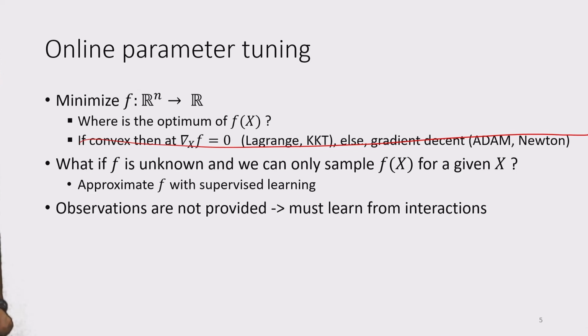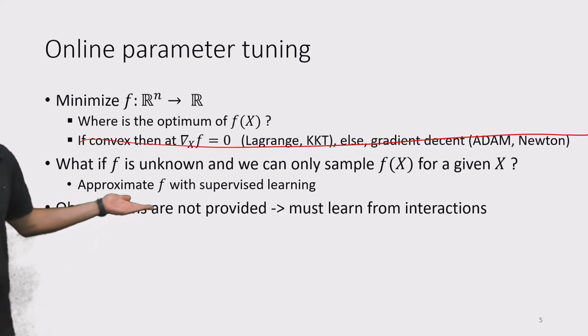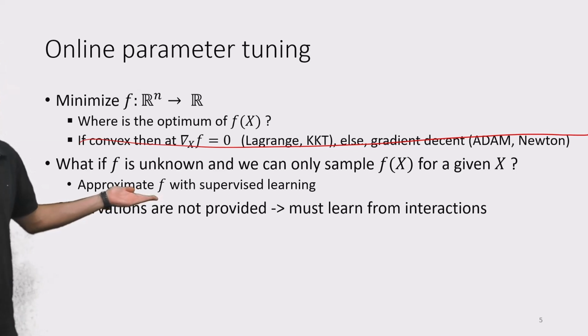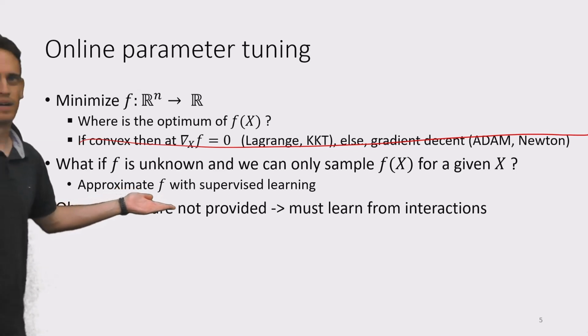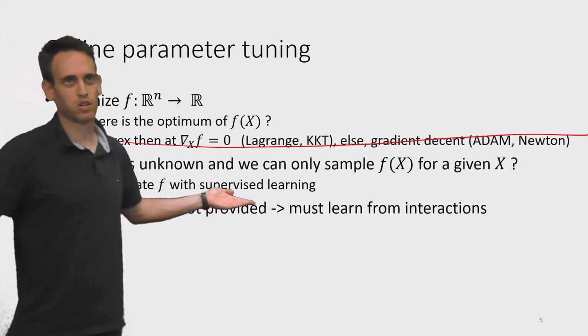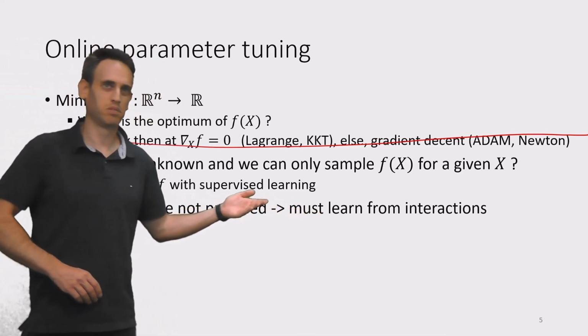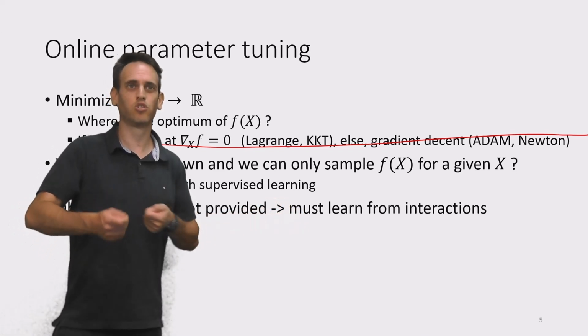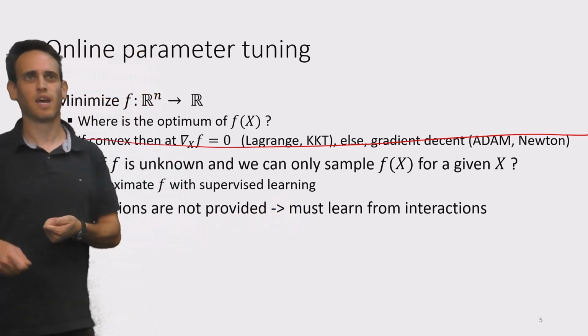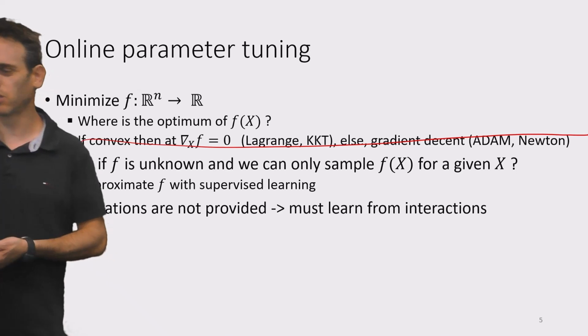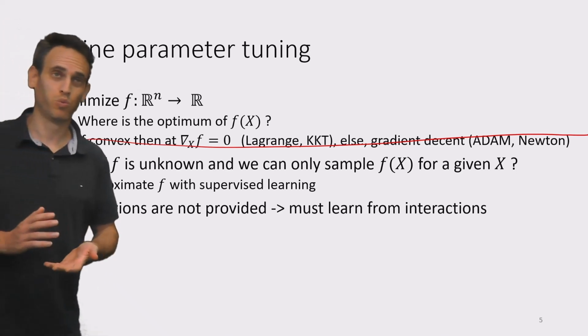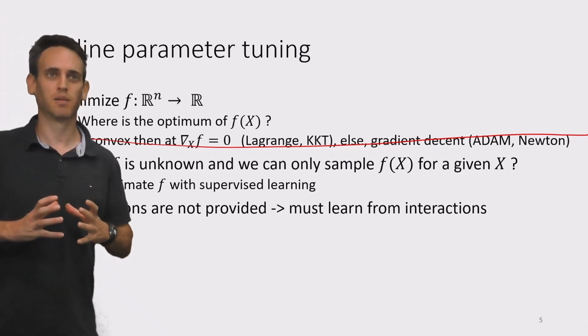So this might be a reasonable solution. The problem is that the observations are not provided. We cannot just train an approximation of the function. We must learn from interactions. We might get some samples initially, but normally in the general case we don't. And we can choose where we want to sample and continue that process in iteration. And of course, we would like as much as possible to minimize the number of samples.